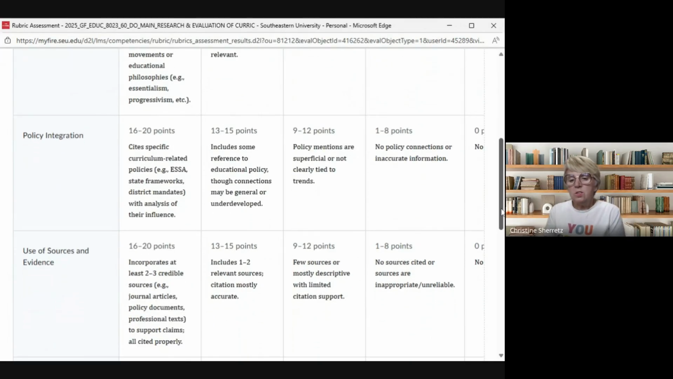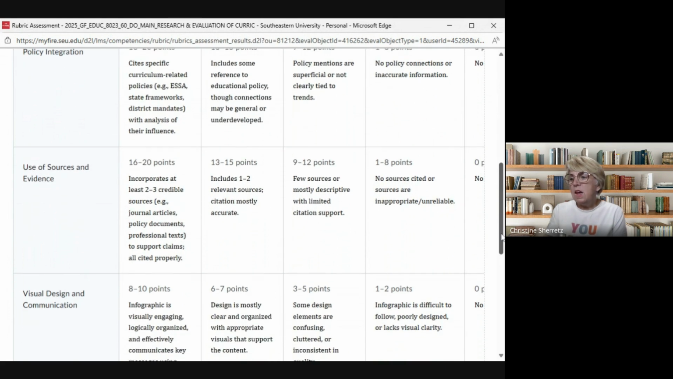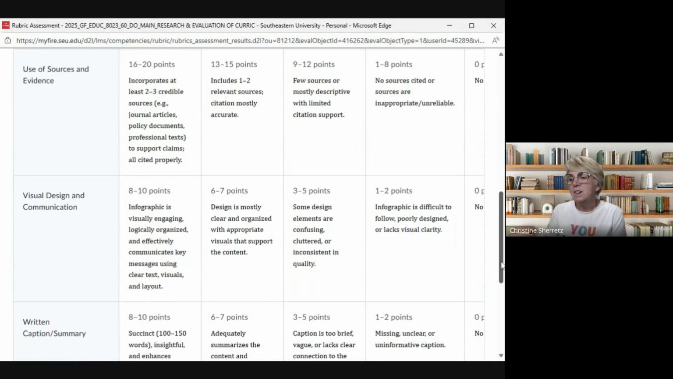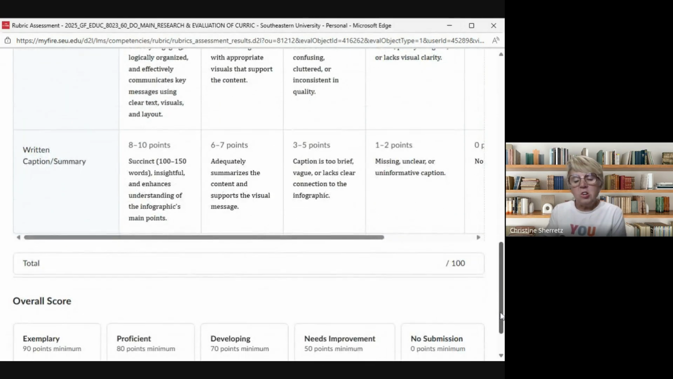Did you use resources? You may have some scholarly resources, but you also may have specific links to state educational offices and so forth. So we need 2 or 3 credible sources. And then lastly, is the infographic engaging and organized? Does it communicate the ideas? And do you have a succinct, insightful understanding of the main points of your infographic? So you get a chance to look at things in a different way instead of only writing a paper, which I hope you'll like.